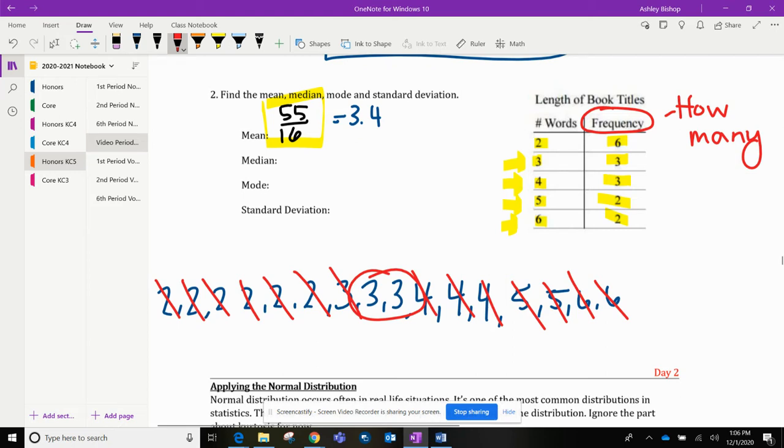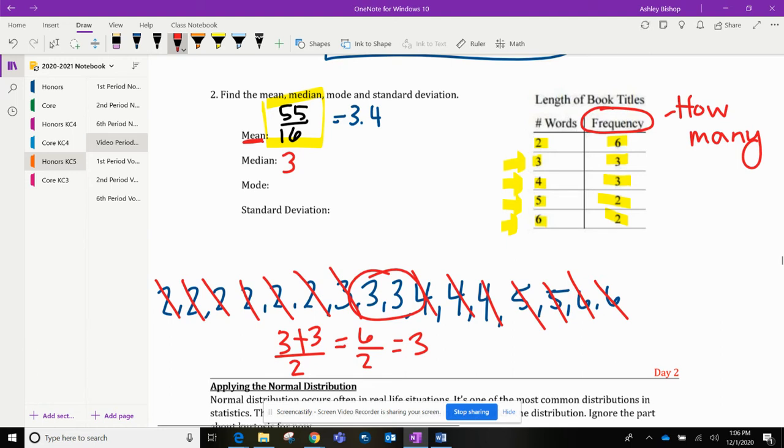So I'm going to take 3 and 3. Remember to find the average. We've done this before. I want to find the mean of the two numbers. So I'm going to add them together and divide by how many numbers there are. There are two numbers. So I add them together: 3 plus 3 is 6, and divided by the two numbers, 6 divided by 2 is 3. So the average of 3 and 3 is 3. So the middle number is 3.